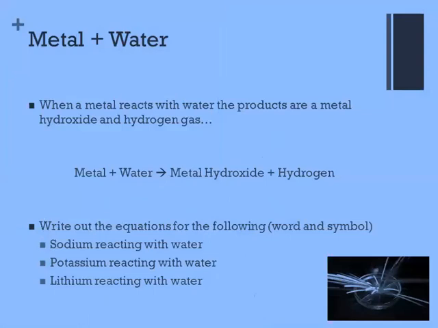So we can say that metal when reacting with water produces metal hydroxide or metal oxide along with the release of hydrogen gas. You have to write the equations for the following, both word equation as well as formula equation using the symbols, and balance the equation: sodium reacting with water, potassium reacting with water, and lithium reacting with water.